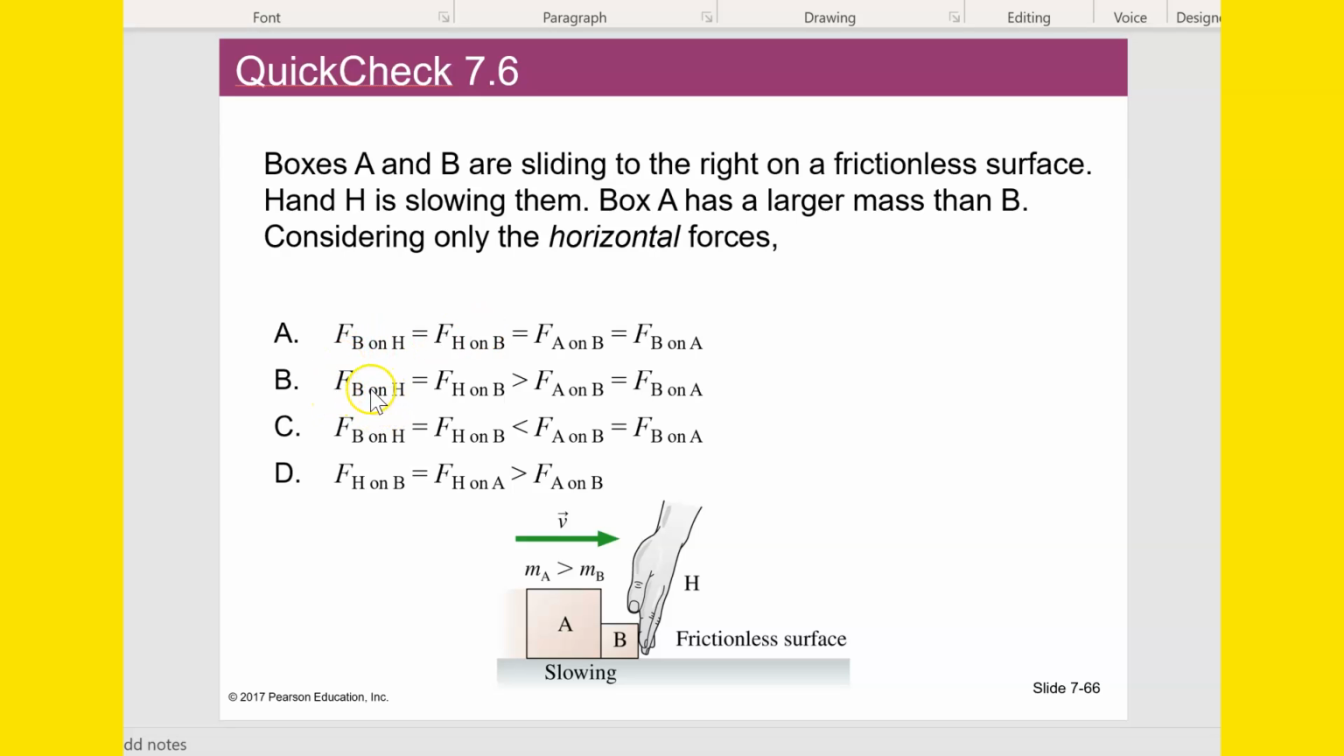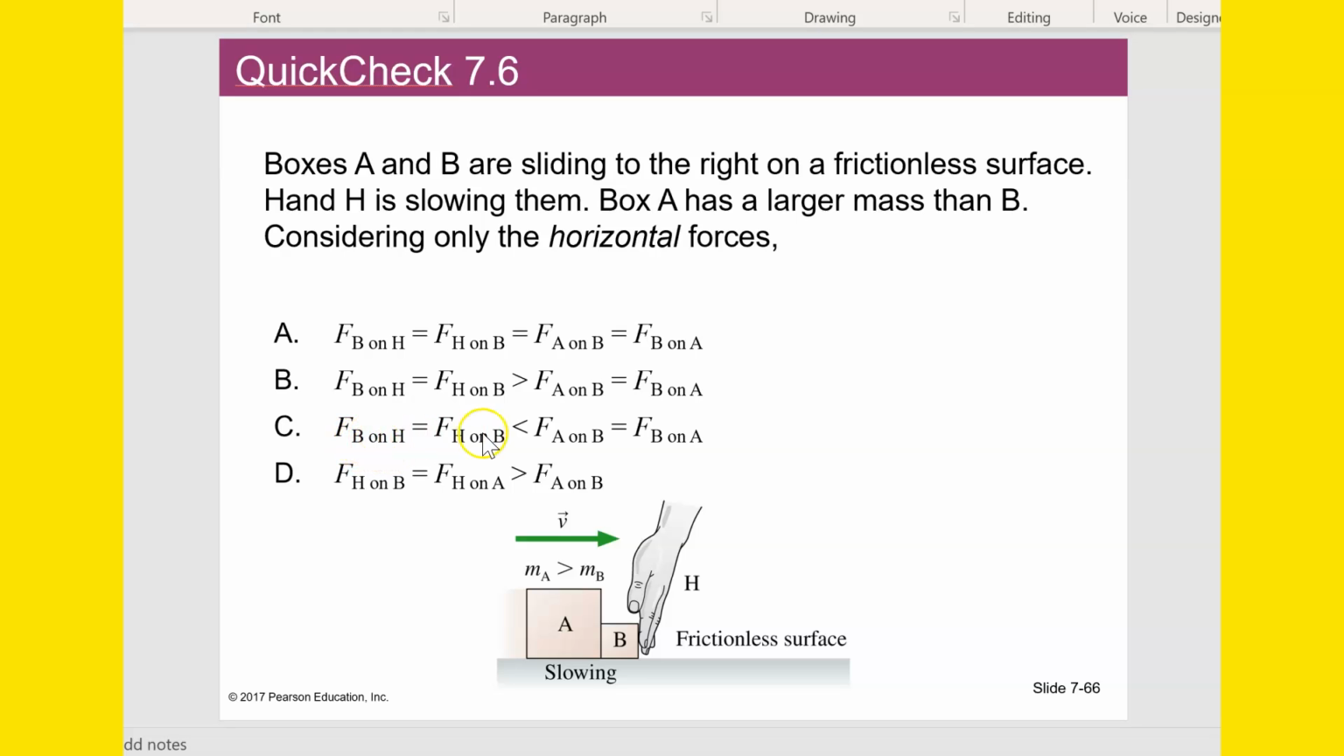Let's look at the second one. The force of block B on the hand is equal to the force of hand on block B. That's true. Which is greater than the force of block A on B, which is equal to the force of block B on A. I'm liking choice B right there because it means that the hand forces, which are going to point to the left, are going to be greater than the block A on block B forces, which are going to point to the right. I'm liking that, but let's keep looking.